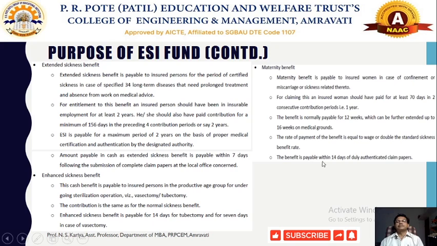The benefit is payable within 14 days of duly authenticated claim papers being submitted to the Employee State Insurance local offices.